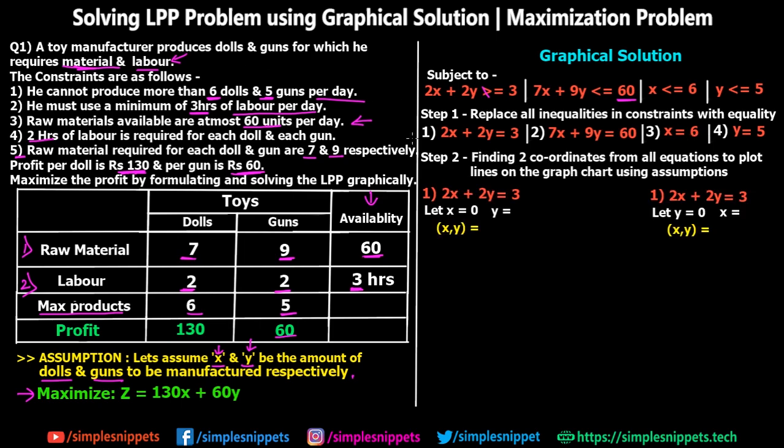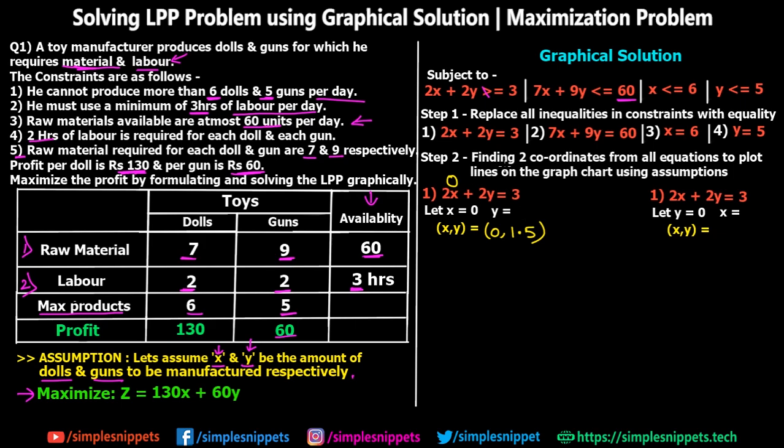So let's do that. Step 2: finding coordinates from all the equations to plot lines on the graph chart using assumptions. For the first equation, we are going to make 2 assumptions. This is the first equation, 2x plus 2y equals 3. In the first assumption, let x equal 0. So if x is 0, this part becomes 0, right? So we have 2y equals 3, so y is equal to 3 by 2, which is equal to 1.5. Ultimately we have x as 0, what we've assumed, and y as 1.5.